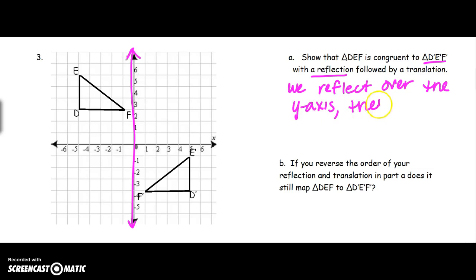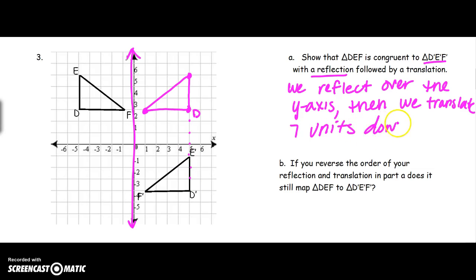Then we have to translate. And we're going to translate, and we're going to move. So our reflection would move our triangle to look like this. And then we have to move it down. So if this is D, then we would move it down 1, 2, 3, 4, 5, 6, 7 units. So we would say we translate 7 units down.